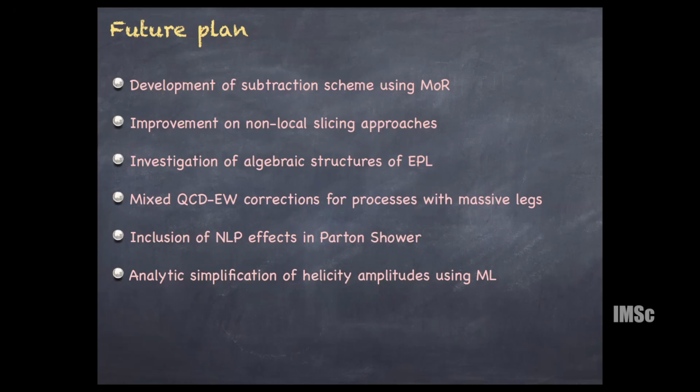Okay. Investigation of the algebraic structure of elliptic polylogs, mixed QCD-electroweak corrections for processes with massive legs, and then I want to include the NLP effects in the parton shower. As of now, in the parton shower, the effect of LP is included up to a certain level, NNLL. But I want to include the NLP effects in the parton shower. And also, what recently drew my attention is a nice paper by Matthew Schwartz, who is simplifying helicity amplitudes using machine learning. So I want to explore that part maybe later at some point.